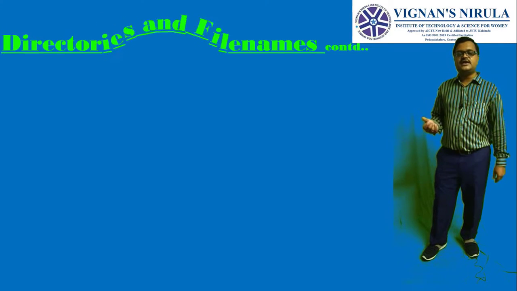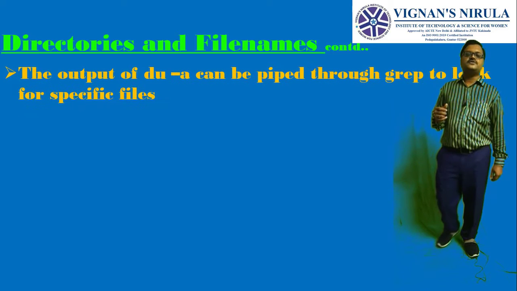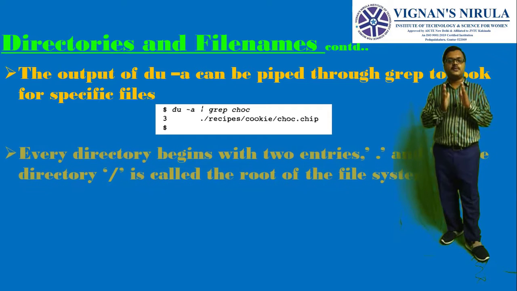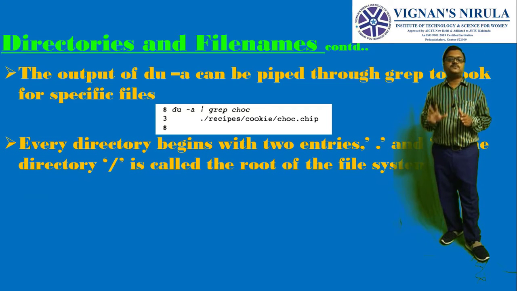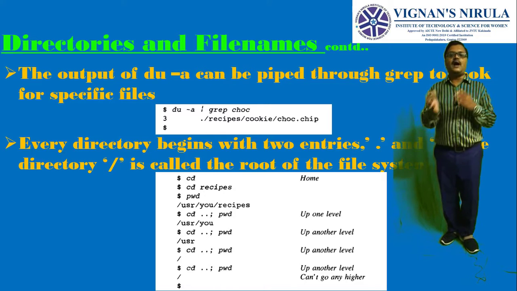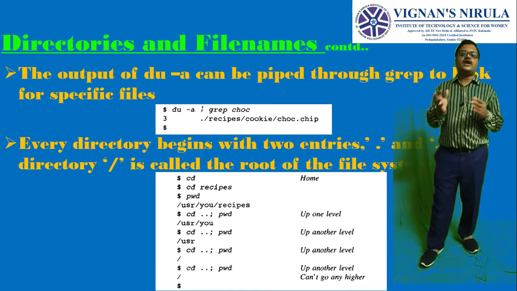Next we will see the cd dot command. What is the advantage of using the cd dot command? The cd dot command moves one level up. Remember in Unix, dot means present directory, double dot means parent directory. That means one level up in the directory. So cd dot semicolon pwd means go one level up from where you are.